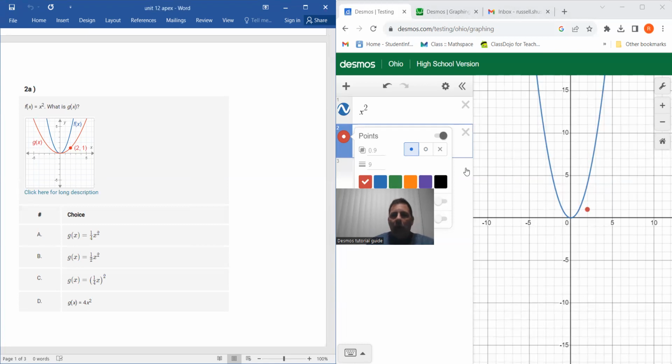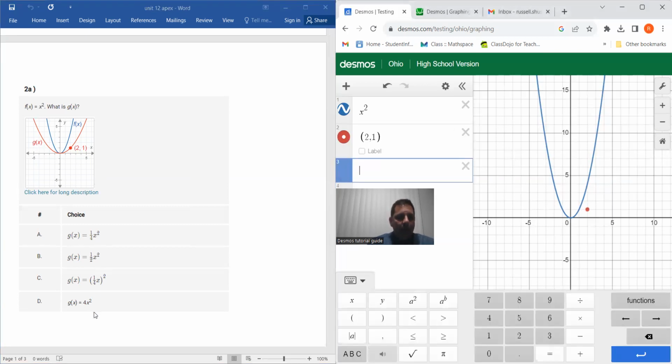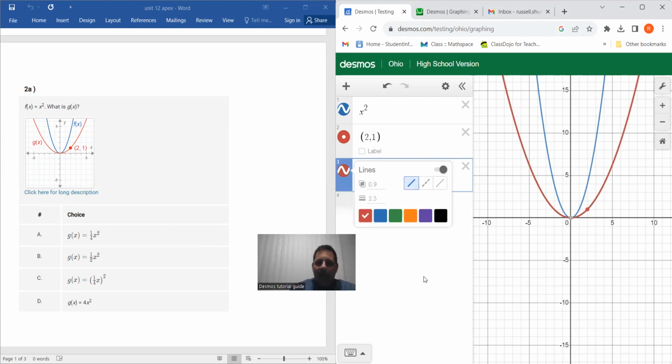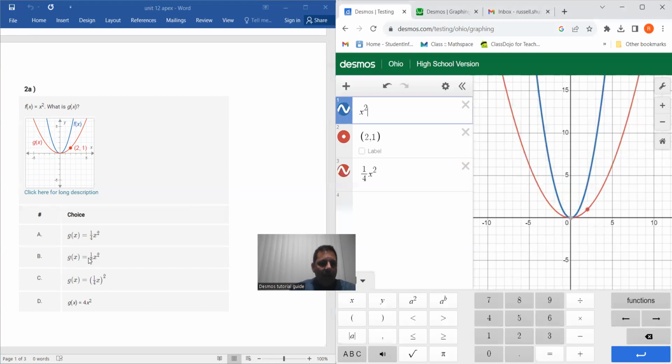And now I can go on to a third tab and start putting in these equations. I don't have to worry about the g of x stuff. I just have to put the equation in. And let's see which one of those goes through my point. So we'll put 1/4 x squared first. And look at that. It goes right through there. And again, if it bothers us that it's green, we can move me out of the way and make it red. And there we go. We've got the right answer.